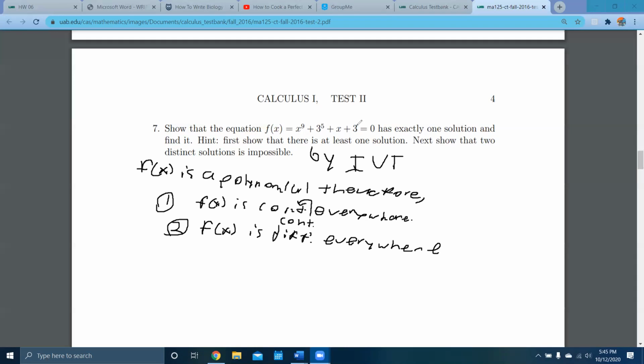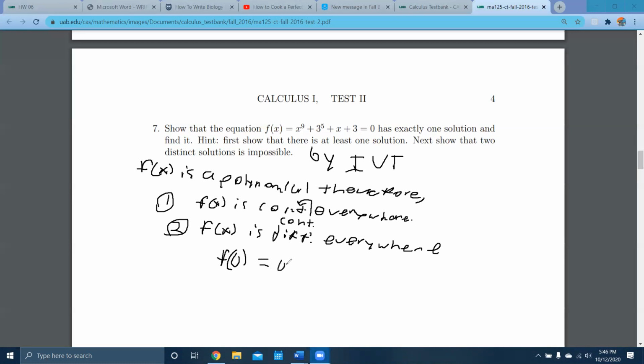And it is also going to be differentiable everywhere. But in following of this theorem, first thing we got to do is we got to take f of 0.